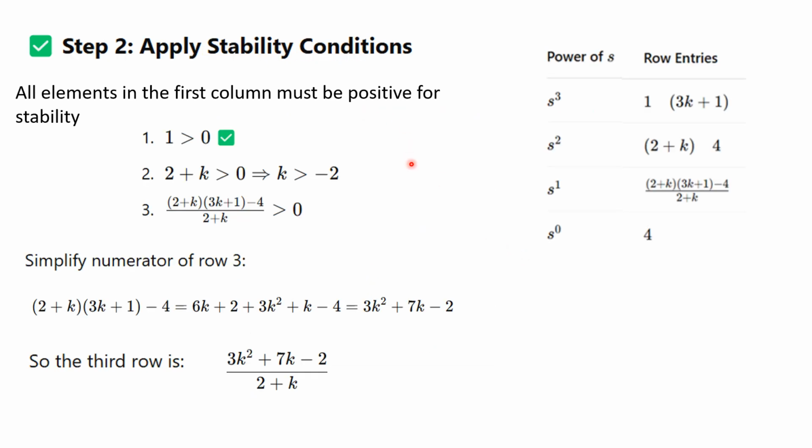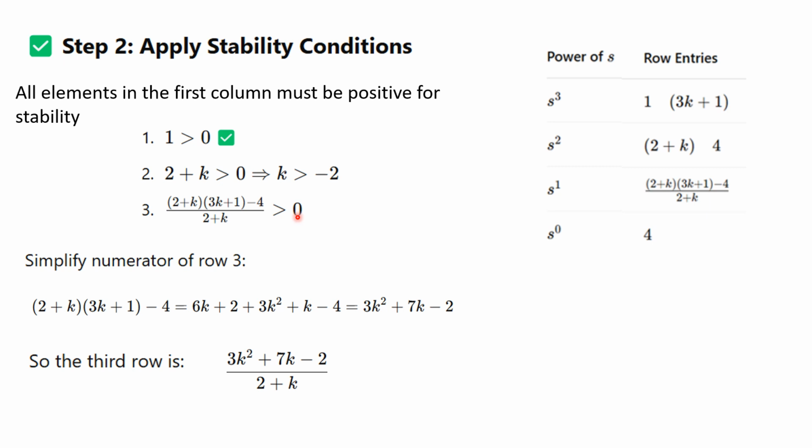So now we apply the stability conditions. The elements in our first column: 1, that's certainly greater than 0, so that checks out. 2 plus k greater than 0 means k is greater than minus 2. And this condition here, when is this value greater than 0?